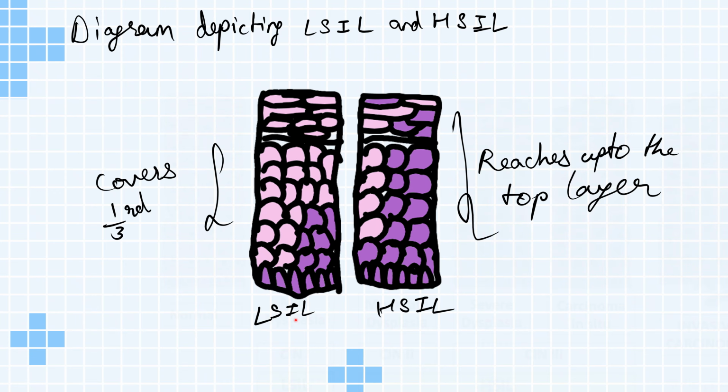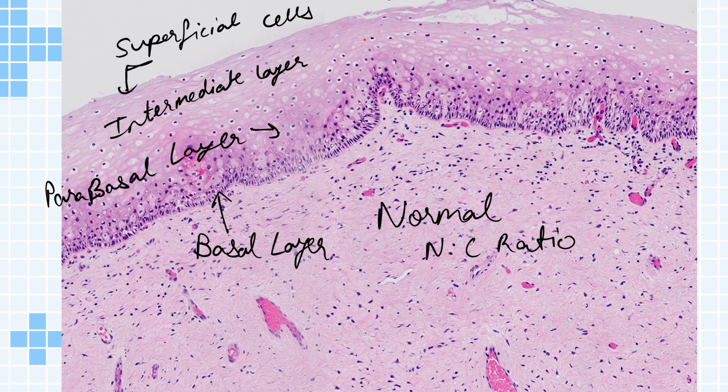In LSIL, abnormal cells occupy only the lower one-third of the epithelial thickness, whereas in HSIL, atypical cells extend much higher and may involve almost the full thickness of the epithelium. Let's see how this appears under the microscope. Here we can appreciate the normal cervical squamous epithelium. The basal, the parabasal, the intermediate, and the superficial layers are arranged normally. The nucleus to cytoplasm ratio is maintained, and cellular maturation occurs as cells move upward.